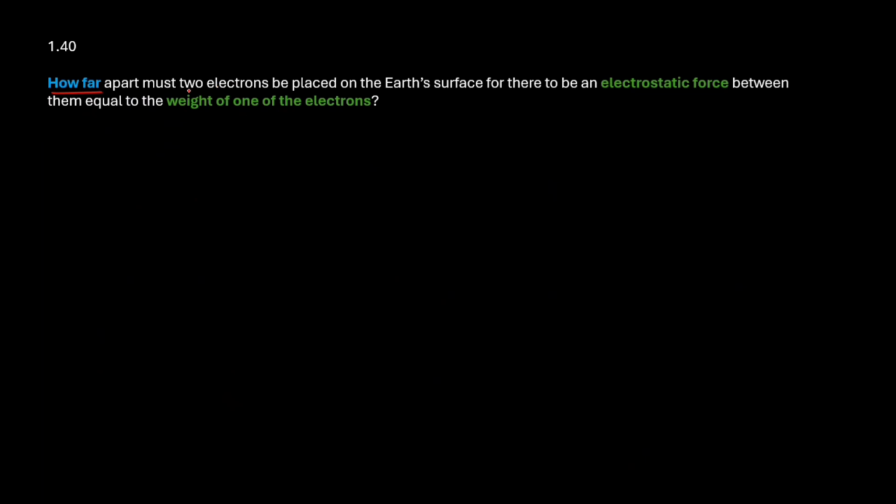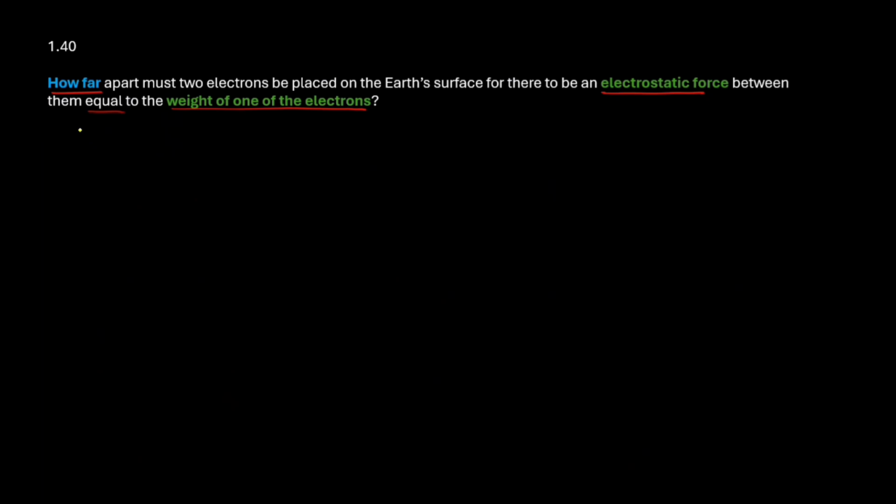Question 1.40. How far apart must two electrons be placed on Earth's surface for there to be an electrostatic force between them equal to the weight of one of the electrons? So here in this question, we have two electrons.